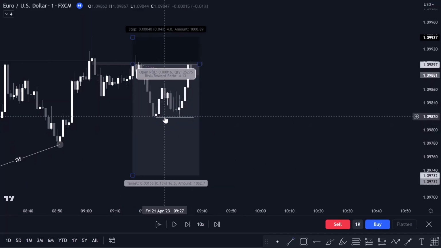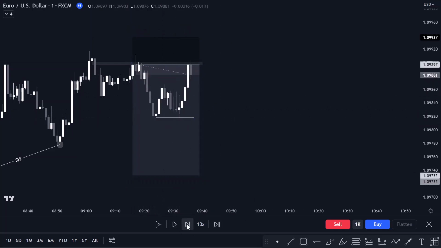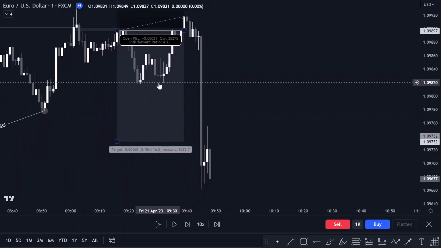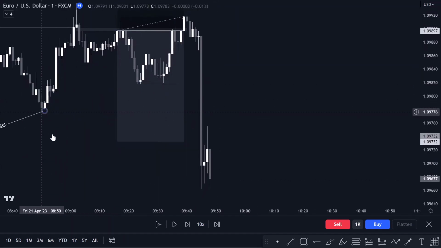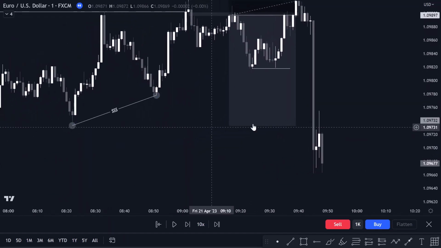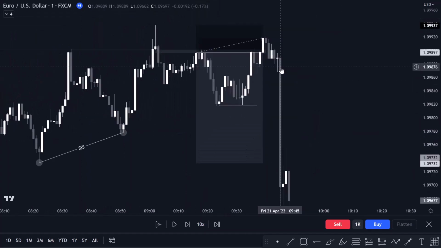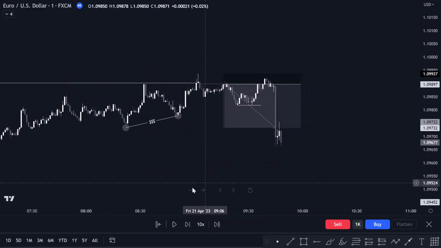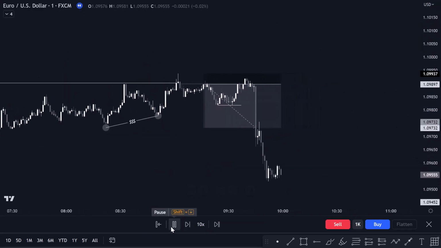See those equal lows here? This is an important reason to hold the trade. What happened next is price goes down, takes this liquidity, this liquidity, and this liquidity, all of them at once in 1 minute. This is a 1 minute candle. Takes all of those at once. And then what happened after? Price keeps going down.